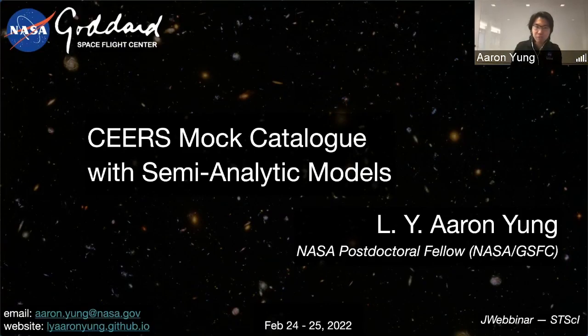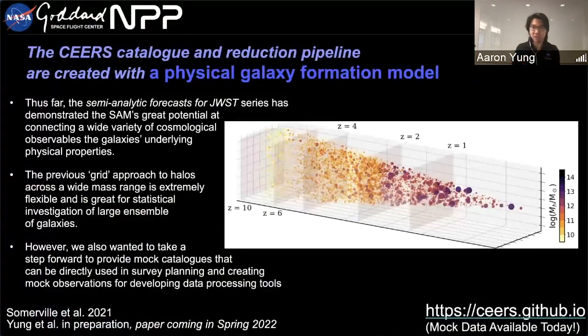So before we jump into the mock images and the data reduction pipeline, I want to give you a brief overview for how the mock catalogs are made. It's made with a semi-analytic model, and the sources are forecast or predicted with a physical model. So this is what it will be like.